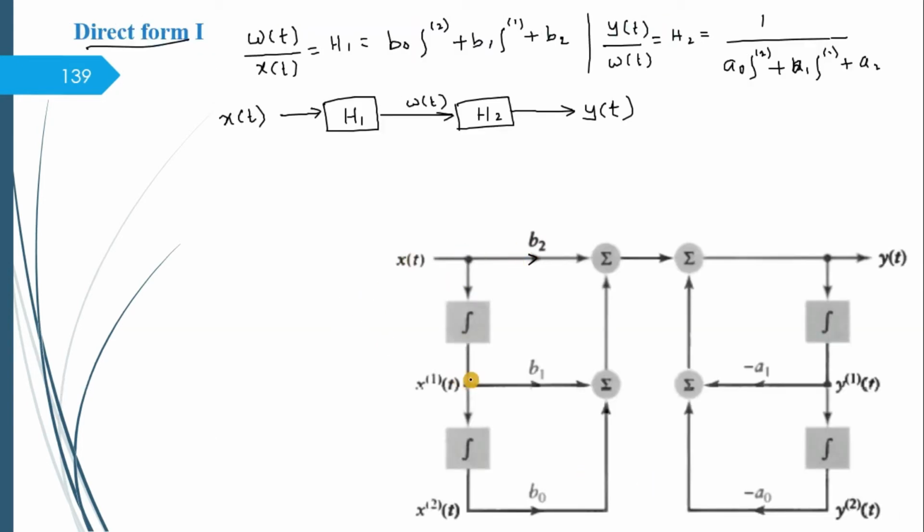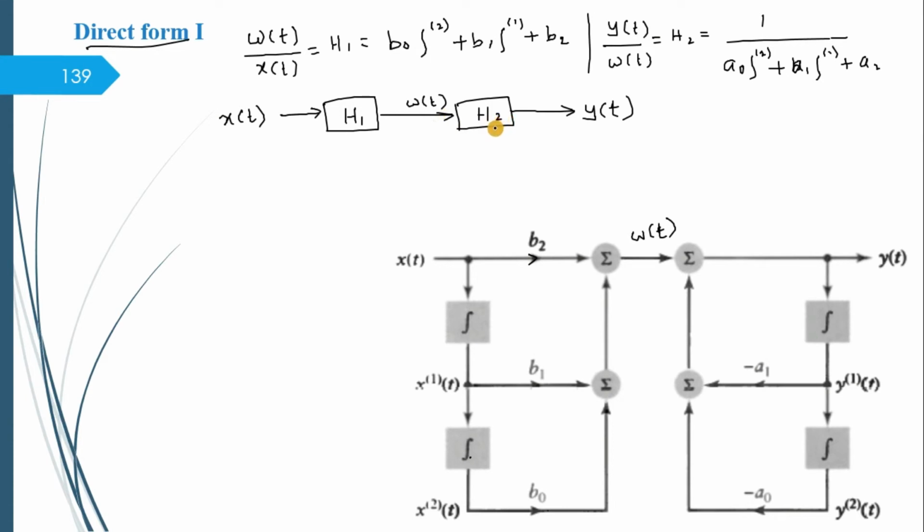So b2 x of t is done. b1 x1 of t is done. B naught x2 of t is done, because here it is one time integration, two time integration. That's why I write it as x2 of t. And what is the constant to be multiplied to it? That is b naught. That is what I write it here. So all together I sum it, and here I could produce w of t. That is the intermediate output. So once you get the intermediate output, you should feed it in the second system.